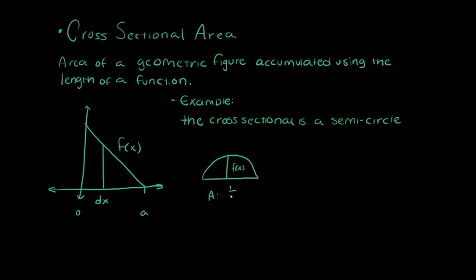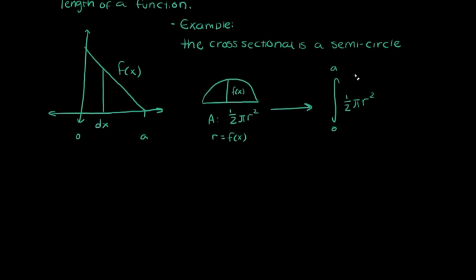And basically the first step is you find the area. And since it's half a circle, it's 1/2 pi r squared. And so r equals f of x. So you write an integral from 0 to a and plug in the area. And since r equals f of x, you can just say f of x squared.